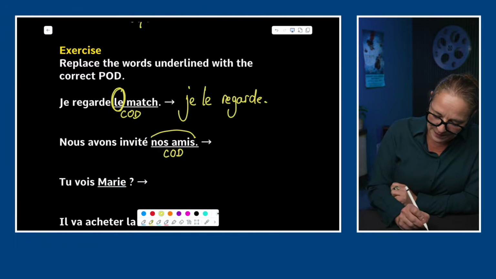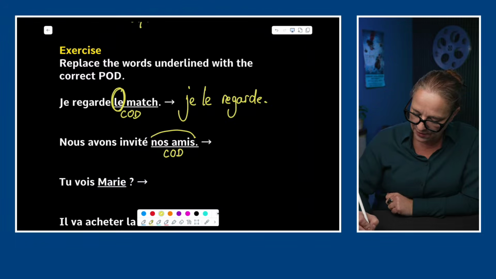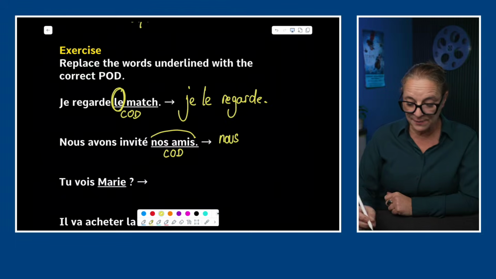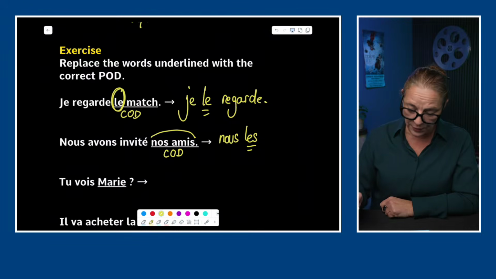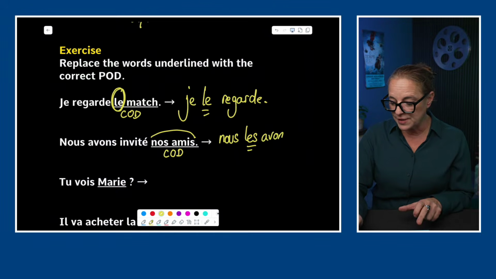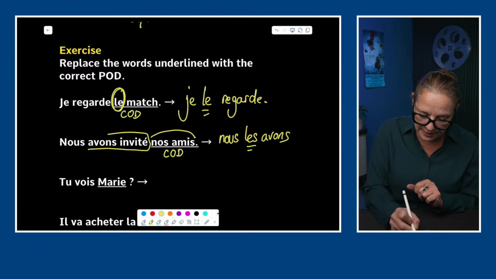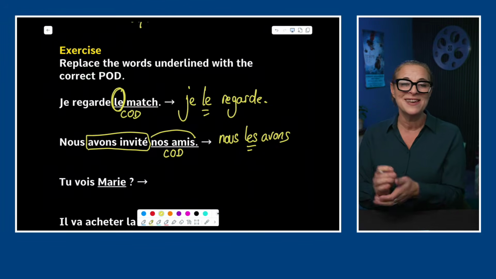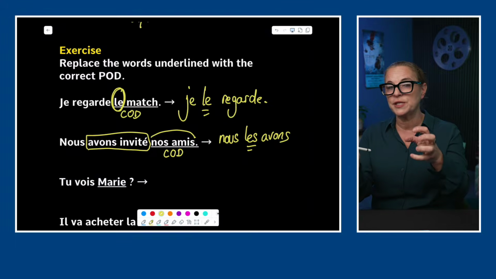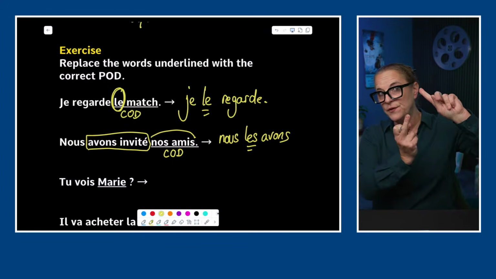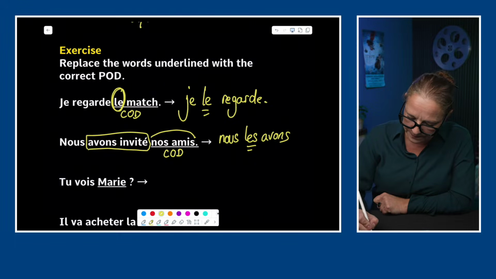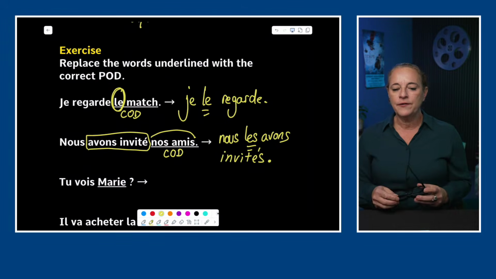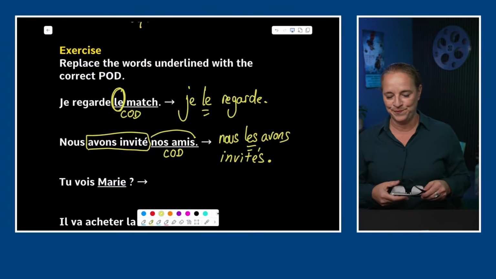So, I'm going to write nous. And nos amis, it's them. We invited them. Les, definitely. Avons, because the auxiliary verb is here. So this is a compounded tense. It's in the passé composé. We need to place the complément d'objet direct, so the pronoun, before the auxiliary. In that case, it's avons. So nous les avons invités.